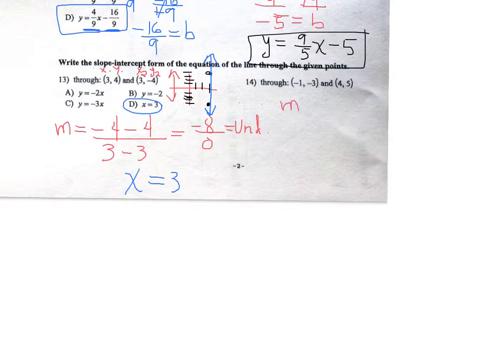Then for number 14, we do the same process. We find the slope. Y sub 2 minus y sub 1, minus minus 3, that's going to be positive. Then it's 4 minus minus. So m equals 8 divided by 5. I'm sorry about that, guys, but this is on live.